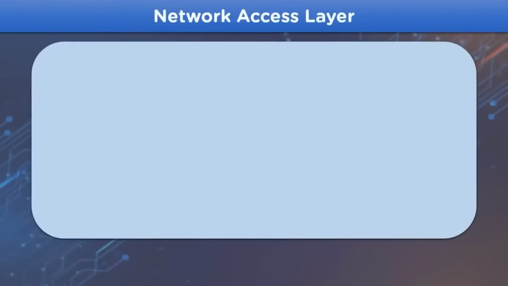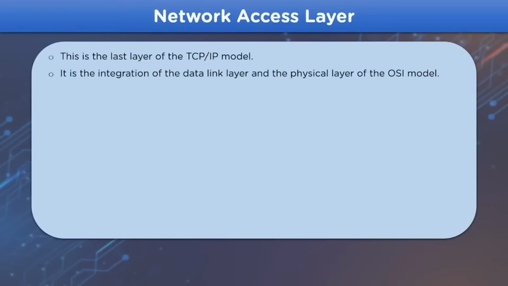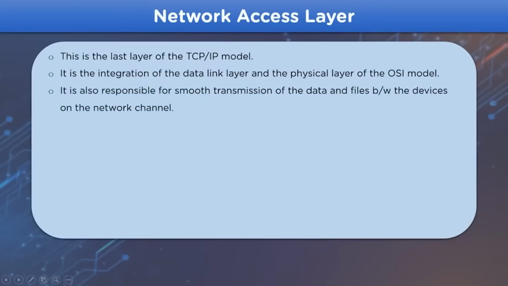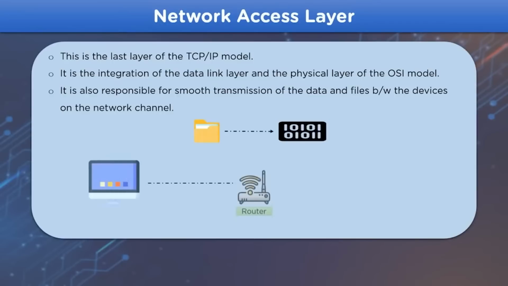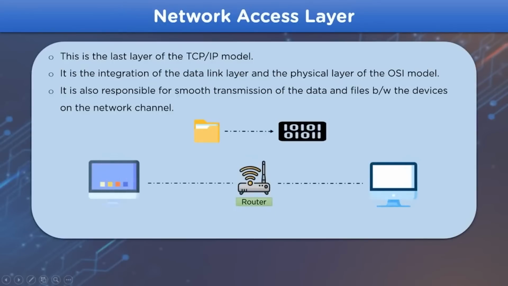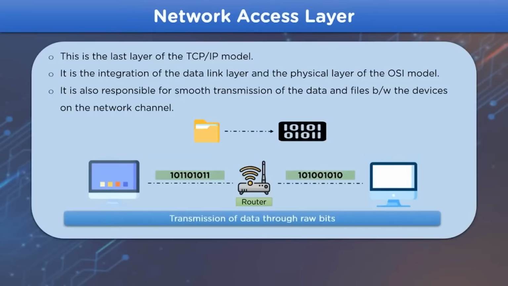In the end, we have the Network Access Layer. This layer is a combination of the data link layer and physical layer from the OSI model, where it is responsible for maintaining the task of sending and receiving data in raw bits. The raw bits are transferred from the sender side to the receiver side in the format of binary digits, which are zeros and ones.